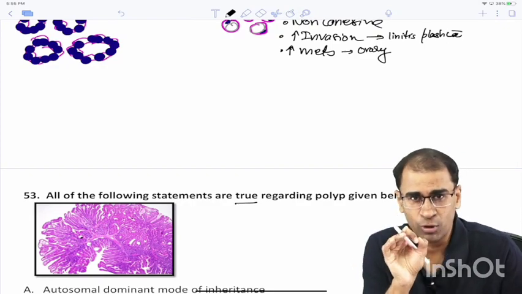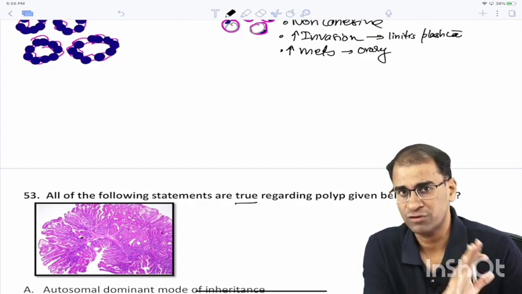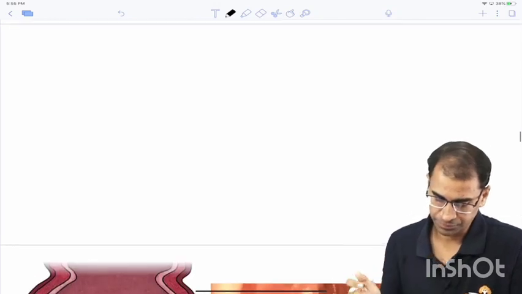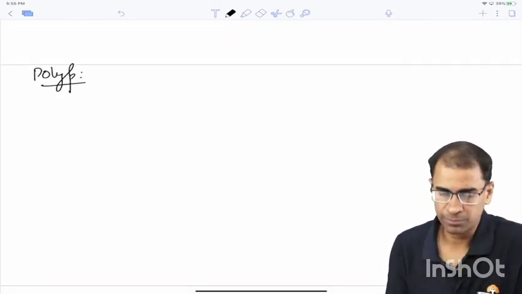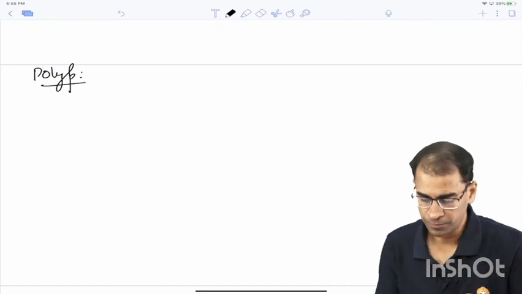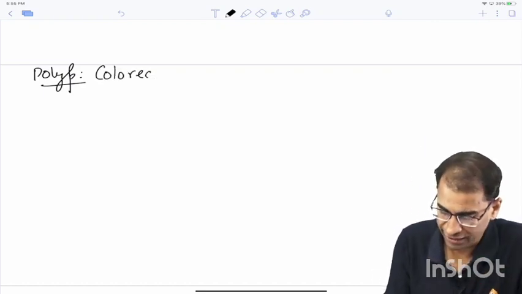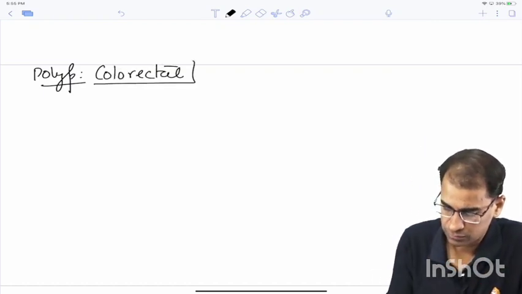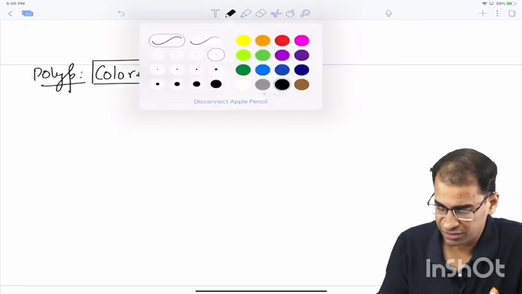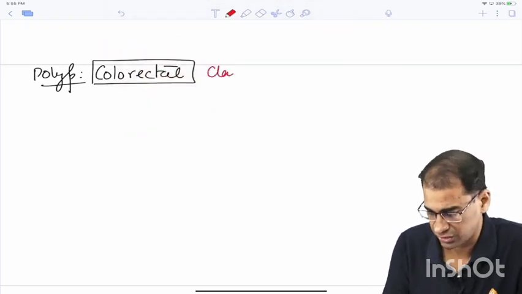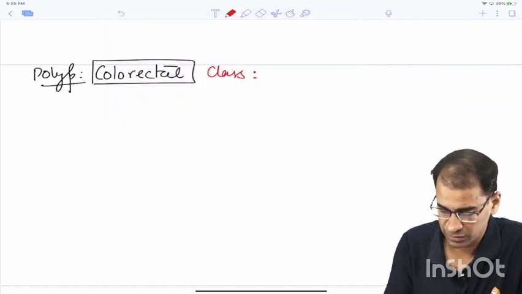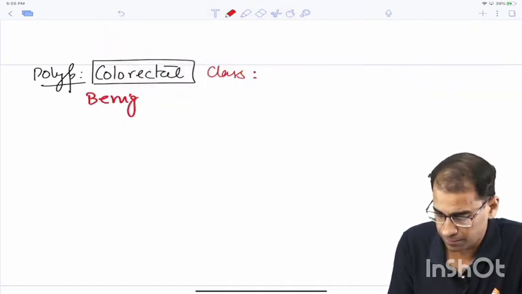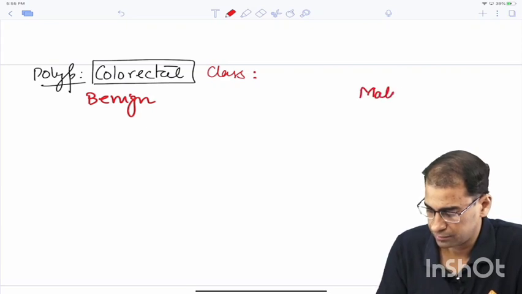So what basically is a polyp? A polyp by definition is a proliferation of mucosa, that's it. Now see, whenever you talk about a polyp, it is a proliferation of mucosa, that we understood. If you talk about colorectal polyps, the classification of such type of polyp is usually done on the basis of three types. It can be benign or can be malignant.